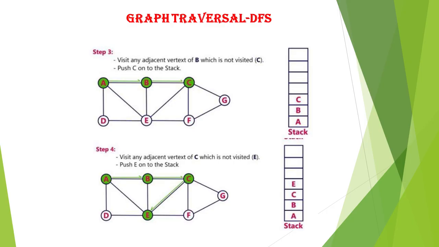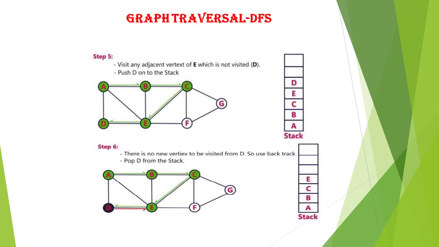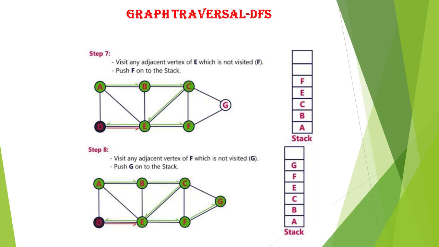Next step, from E visit another vertex which is adjacent. D and F are adjacent, but in alphabetical order we are going to visit D. So push D onto the stack. From D we cannot visit any other vertex, since for D, A and E are the adjacent vertices which are already visited. So backtracking takes place. From D we come to node E, and from node E we have to visit another node. B, A, C, F are the adjacent nodes, where A, B, C are already visited and F is not visited. So visit F and push it onto the stack.